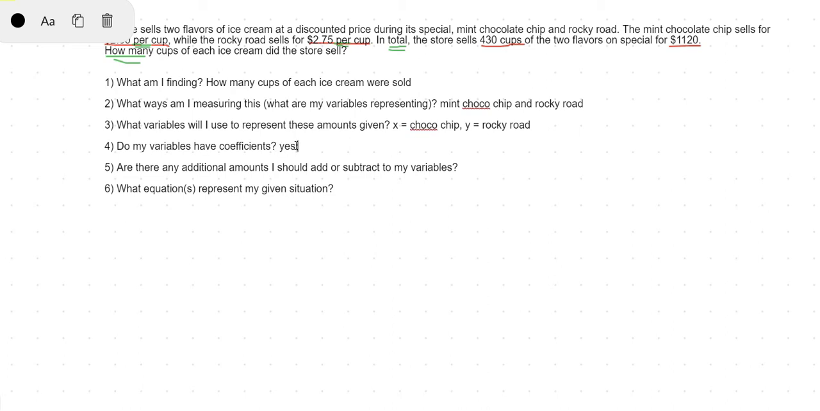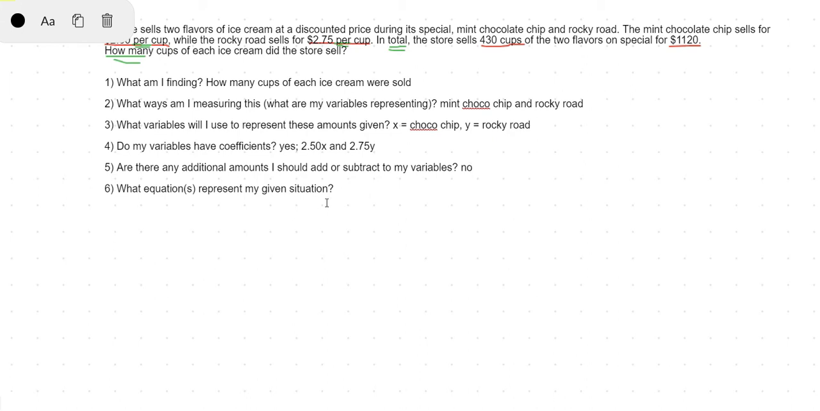So do my variables have coefficients? Yes. Now what's attached to what? Well, the chocolate chip is 2.50, so I would have 2.50x. And the other one was y, and that one had a cost of 2.75, so it's 2.75y. Okay. Are there any additional amounts I should add or subtract to my variables? So are there any starting amounts? Sometimes you'll see these in problems. In this particular case, no, we do not have those. We're just talking about each cup, what their price is, how many cups we sold. But we're not talking about adding or subtracting anything to it that's a different amount. So the answer to that's no.